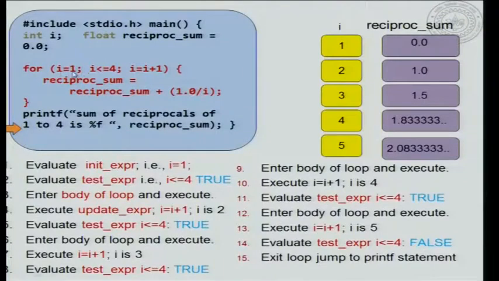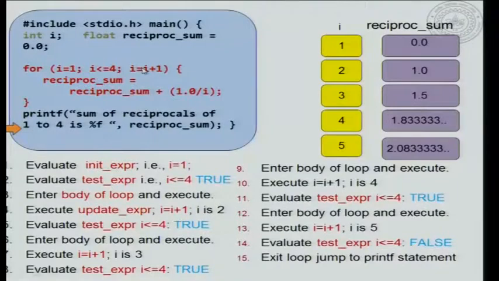You have an initialization expression, you have a test expression, and then you have the update expression that you should do after every execution of the loop. After every iteration, you should have the update expression. As soon as the update is over, you test whether I can execute the loop one more time. If I can, enter the loop, update, and test again, and so on, okay, until the loop condition is false.